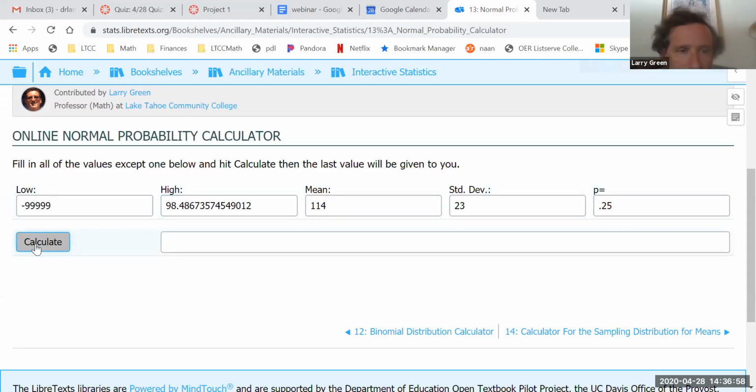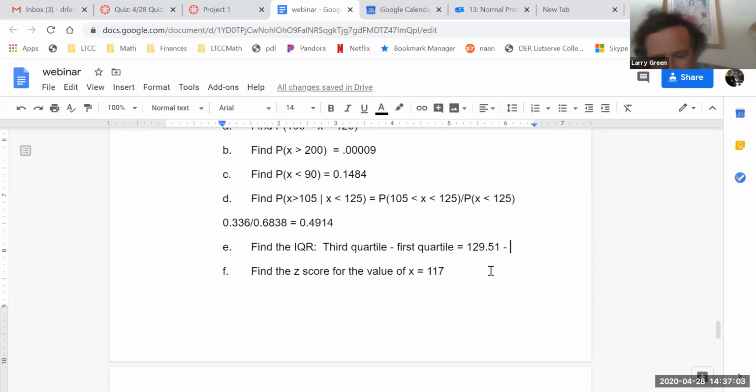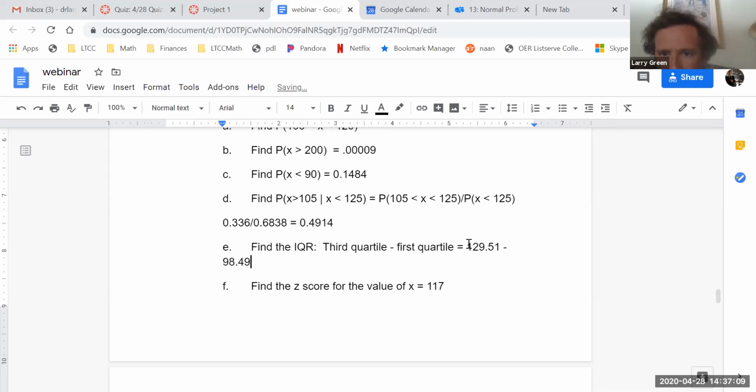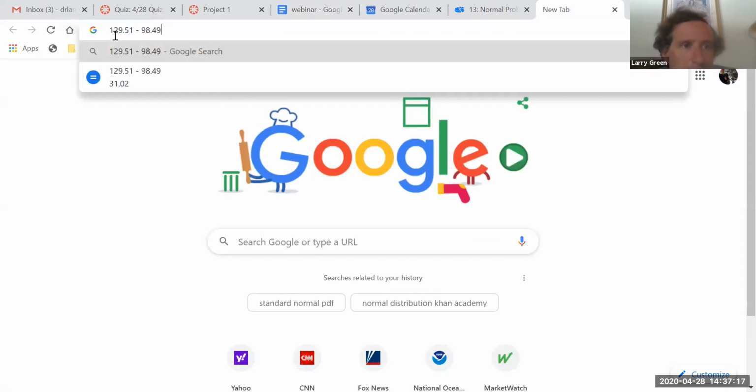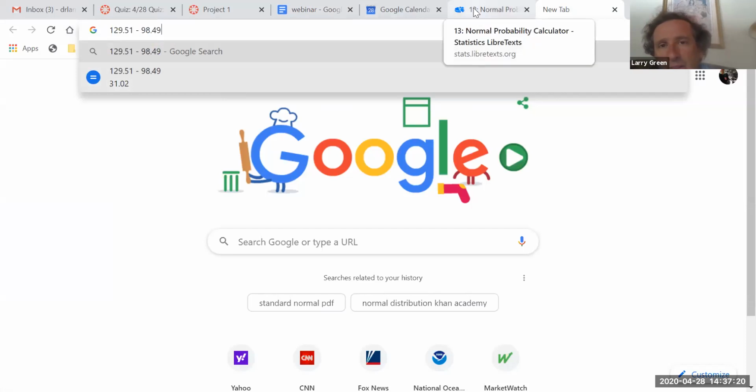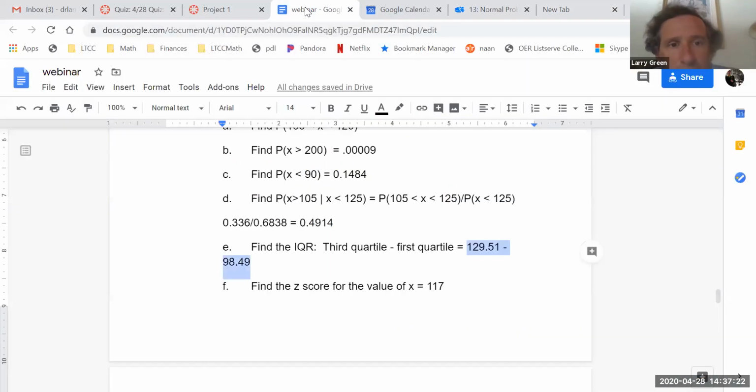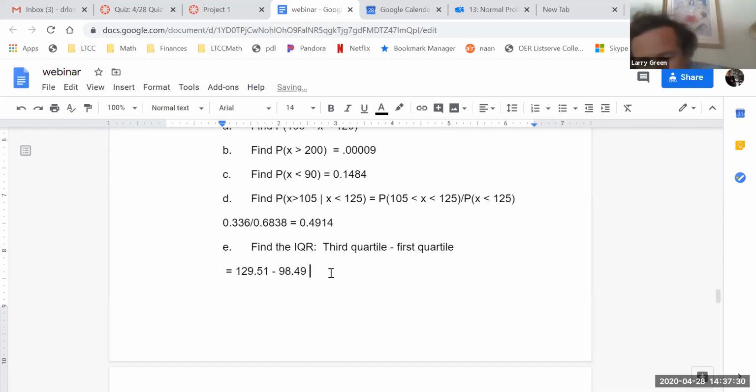So I hit calculate and I get 98.49. Okay, now I can put that in my Google calculator, and I get 31.02. Any questions on that?